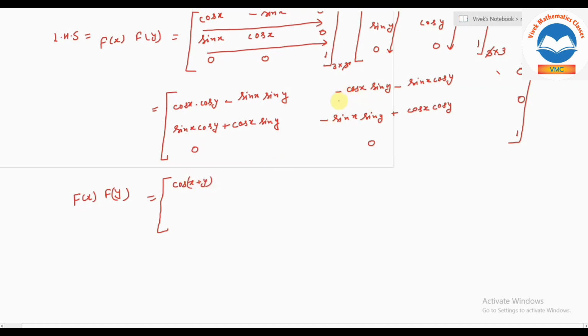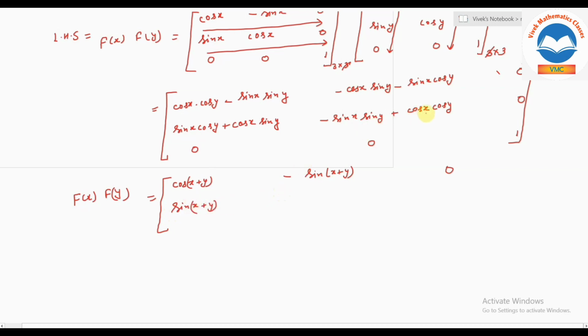And what about this? In this, if you take minus common, you will get cos x sin y plus sin x cos y. What is this? This is the sin(x plus y) formula. So we will get minus times sin of (x plus y). And here again 0. And what about this? Here again we will get sin of (x plus y).